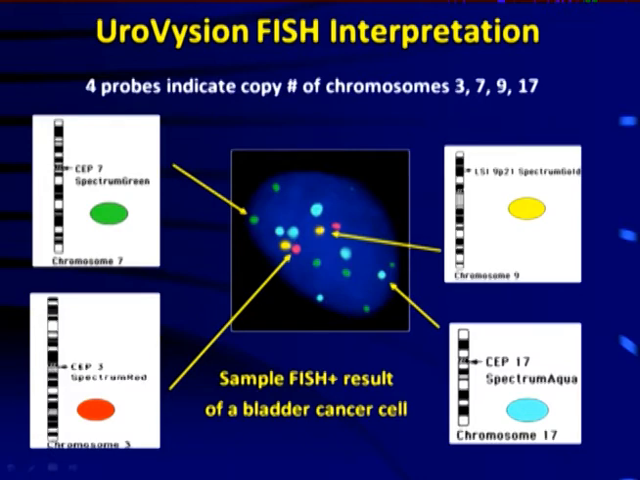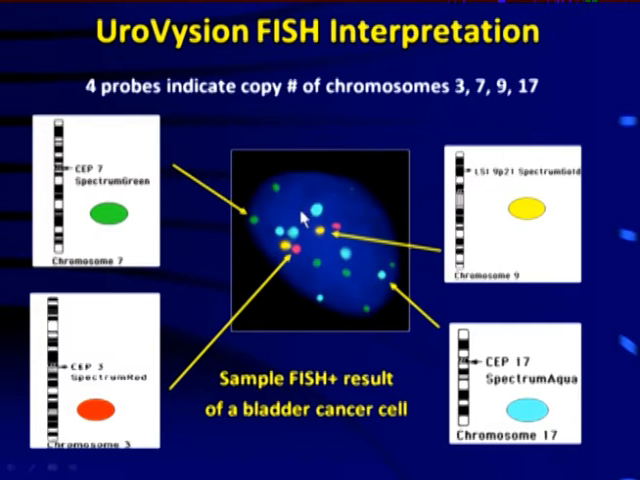Even though the red is normal, it meets the definition that 2 of these 3 centromeres are present in at least 1 extra copy, and this is considered FISH positive. 99% of your UroVision abnormalities are going to be this type of abnormality, and that's going to be aneuploidy, extra copy.